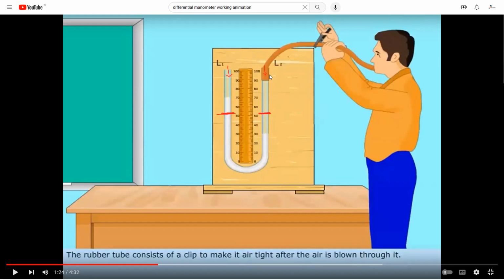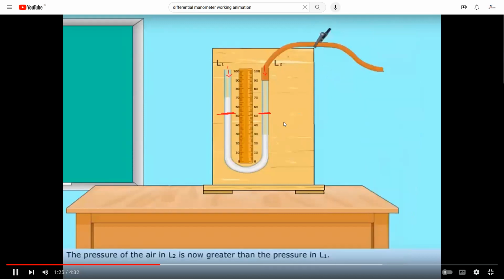Now you see, this side pressure increases or decreases, everybody? Pressure increases so that the liquid will be pushed up. But how much pressure, how to calculate it? Just have a glance and then we are going to work it out. The pressure of the air in L2 is now greater than the pressure in L1.